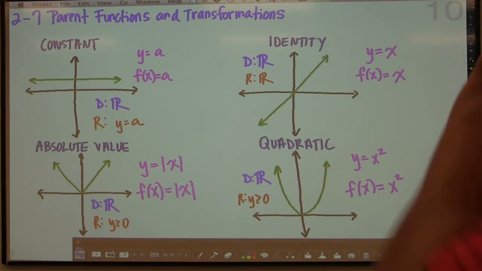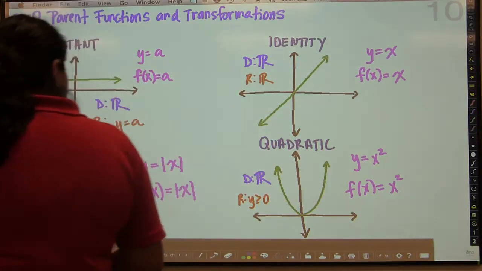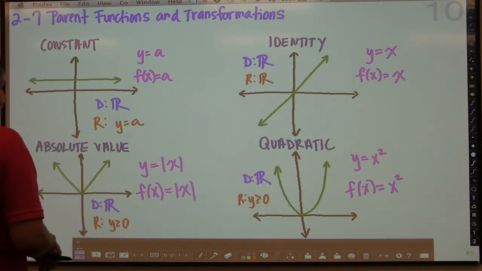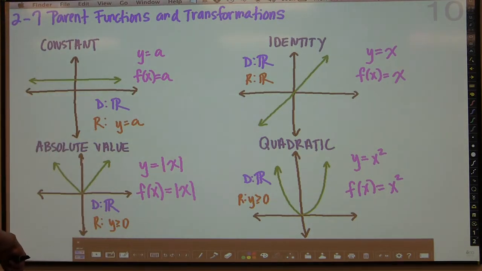Hello, this is Algebra 2, Chapter 2, Section 7, Parent Functions and Transformations. And I will say that coming from 2.6, which was, I think, kind of difficult, this section is actually a little bit of an easy section, so hopefully that'll give you some relief.